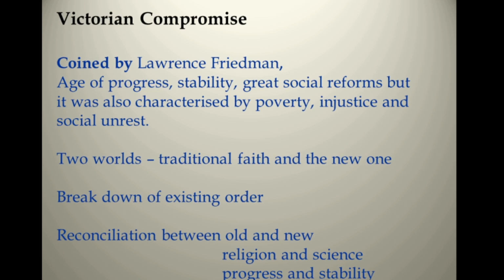And an effort was being made to reconcile between science and religion, between the demand for progress and the need for stability. And the Victorians tried to reconcile between old and new, religion and science, and progress and stability. And they promoted a code of values that reflect the world as they wanted it to be. It was based on personal duty, hard work, respectability, and charity. And this is the essence that the term Victorian Compromise tries to embody.